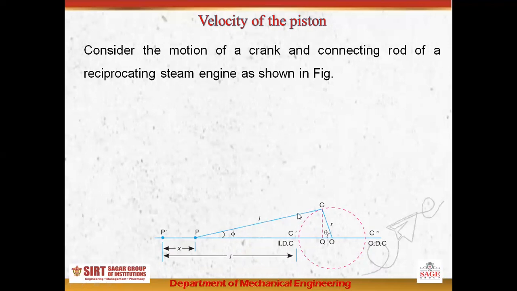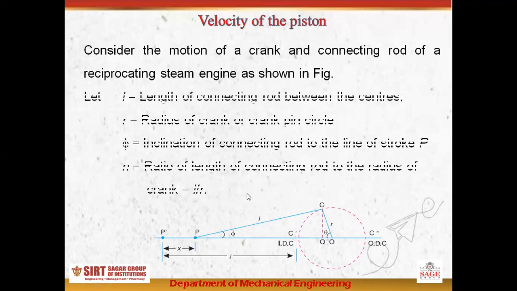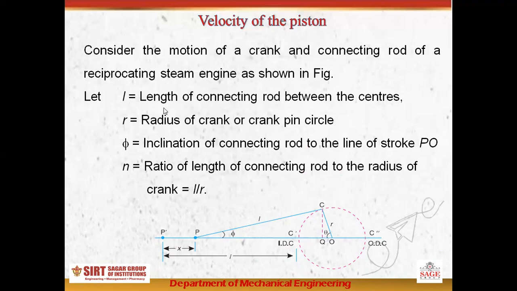And the length of the connecting rod is represented by small l. The length of the crank is represented by small r. This is the crank angle theta. And here the angle of the connecting rod with the line of stroke is phi. These are the terms: L, the length of the connecting rod between the centers; R, the radius of the crank or crank pin circle; phi, the inclination of the connecting rod to the line of stroke.